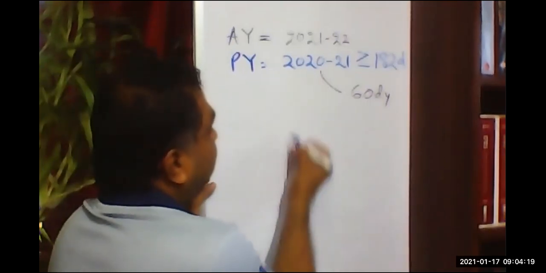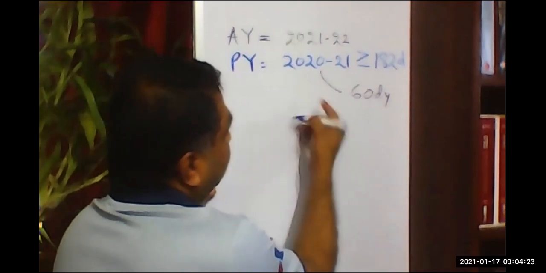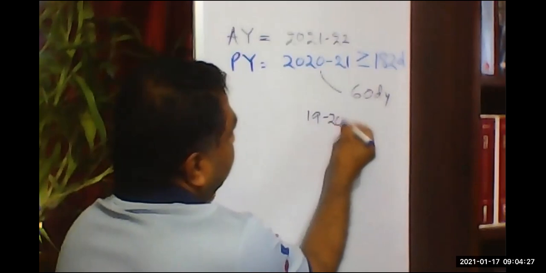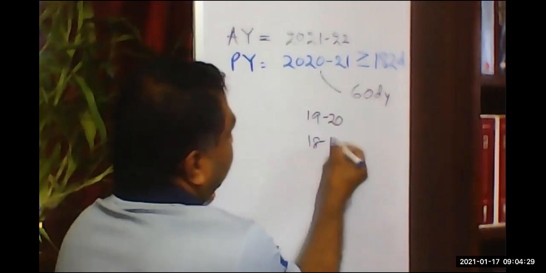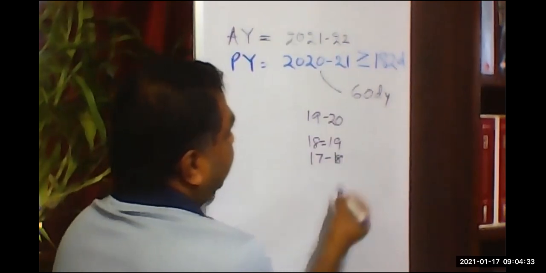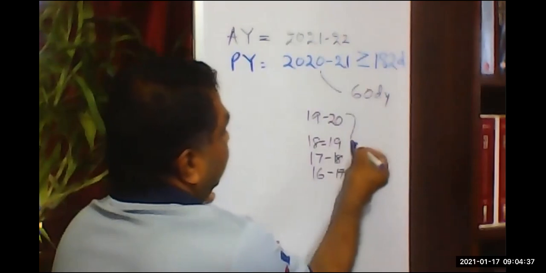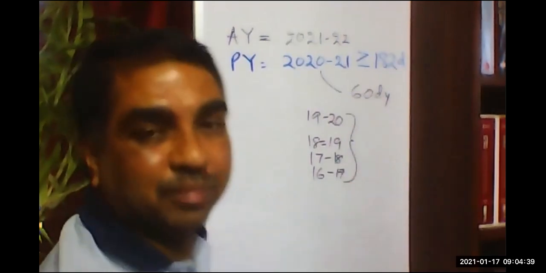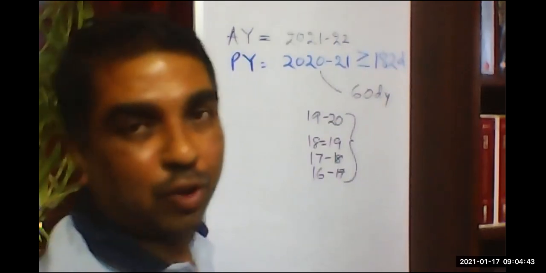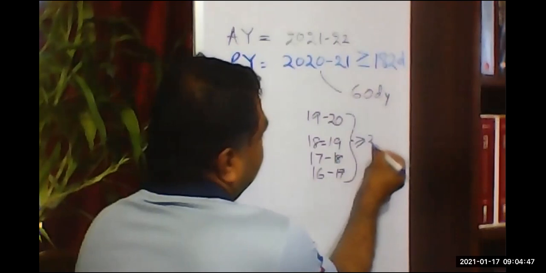What are those 4 preceding previous years? Can you tell me? This is 2021. Then 2019-20, 2018-19, 2017-18, and 2016-17. These are the 4 preceding years. And how many days should he have stayed in all? 365 days.